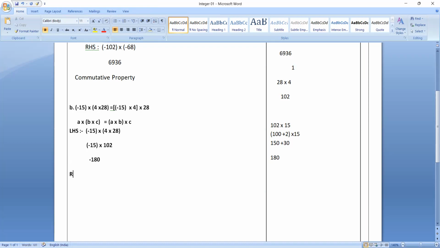And similarly, take the RHS side. Look at this RHS side. It is the same thing. What we have to do now? The given is minus 15, under the bracket is 4, then multiply by 28.